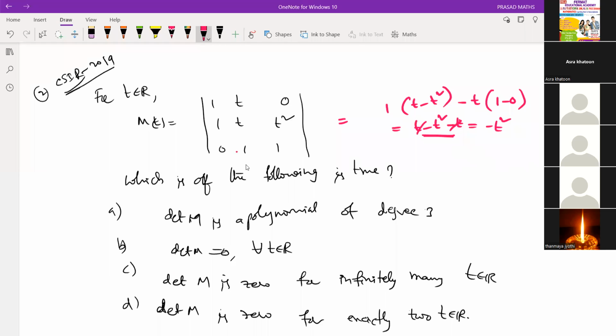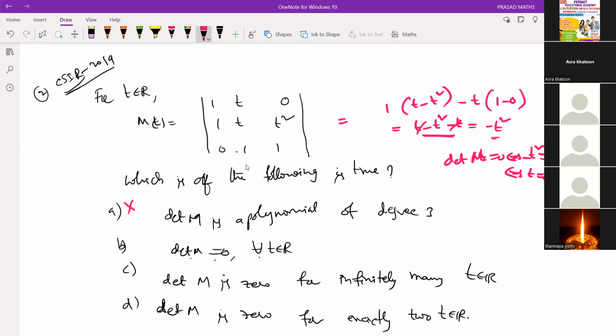Let us go with this. See, this is a polynomial of degree 2, therefore this option is discarded. What is given in the option is that det M is a polynomial of degree 3, but what you are getting is a polynomial of degree 2. Therefore this is discarded. Next is det M is 0 for all t. Absolutely wrong. Det M is 0 if and only if minus t square is 0, therefore t equals 0. Det is 0 only for the value 0, but not for all t.